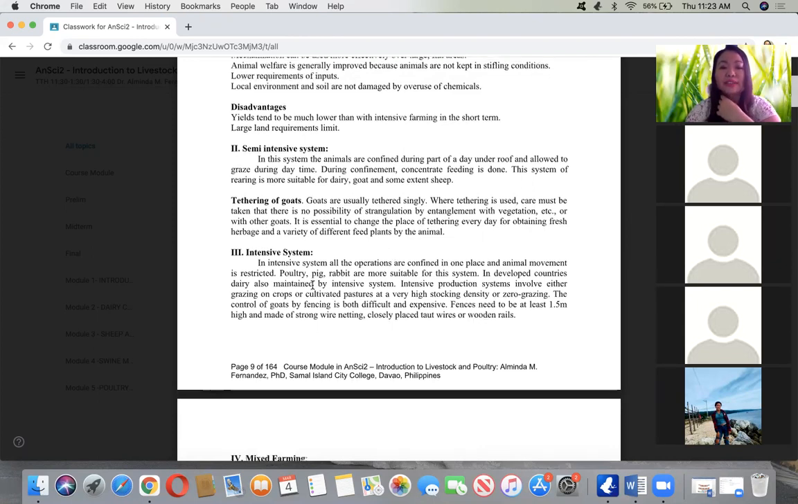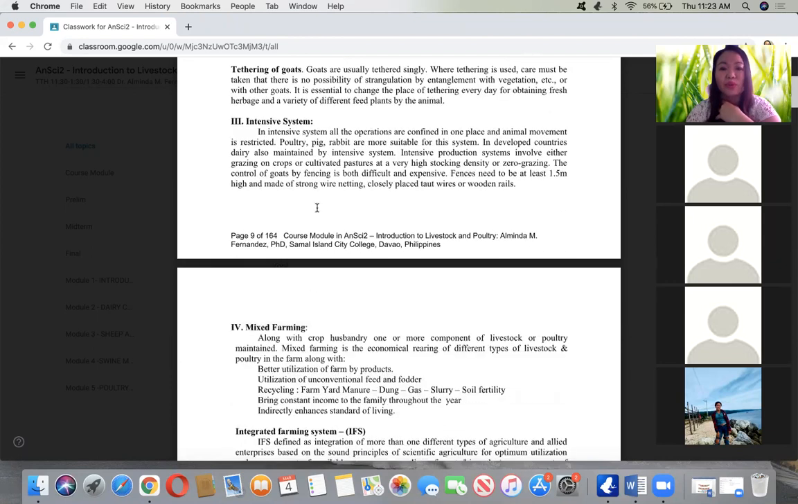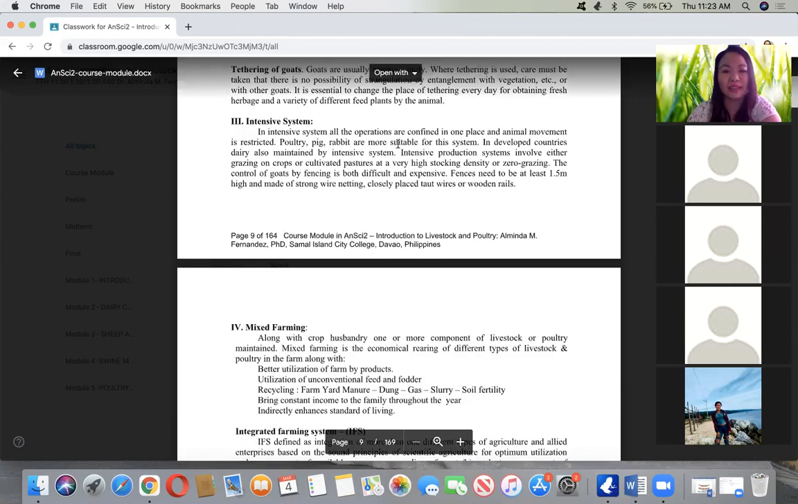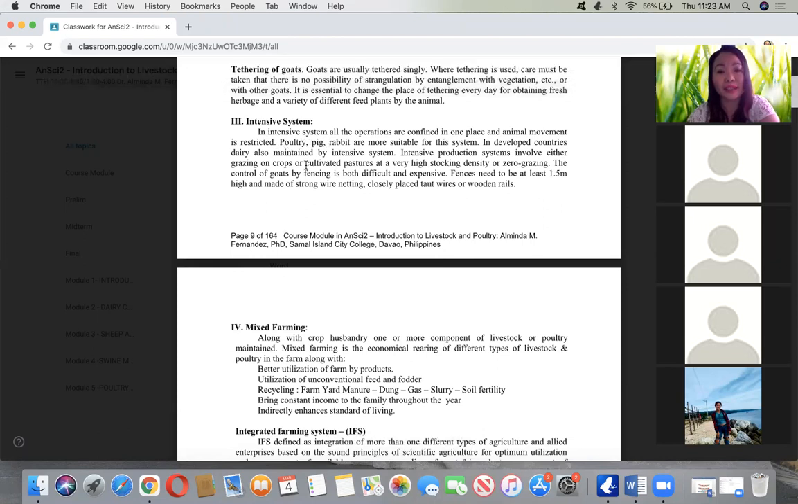So, and the third is the intensive system. Nung nakakulong na talaga sila. Confined in one place and the animal movement is restricted. And like for poultry, pig, rabbit are very suitable for this. In developed countries, I have posted a lot of supplementary videos which we will also watch. And so most of them are intensive system.